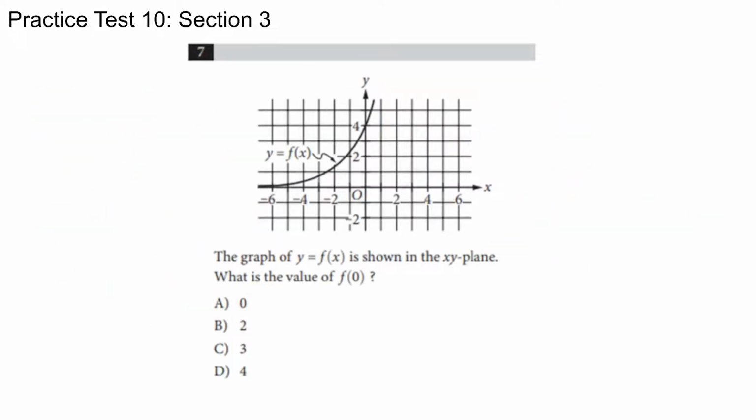Number 7 gives us a graph, and it says the graph of y is equal to f of x is shown in the xy plane. What is the value of f of 0? So it's important to remember the number inside your parentheses represents your x value when you're working with functions. So what this is really asking me is when x is 0, what is my y value? So just by looking at the graph that the test gives me, I can see when x is equal to 0, my y value is equal to 4. So my answer is going to be answer choice D, 4.